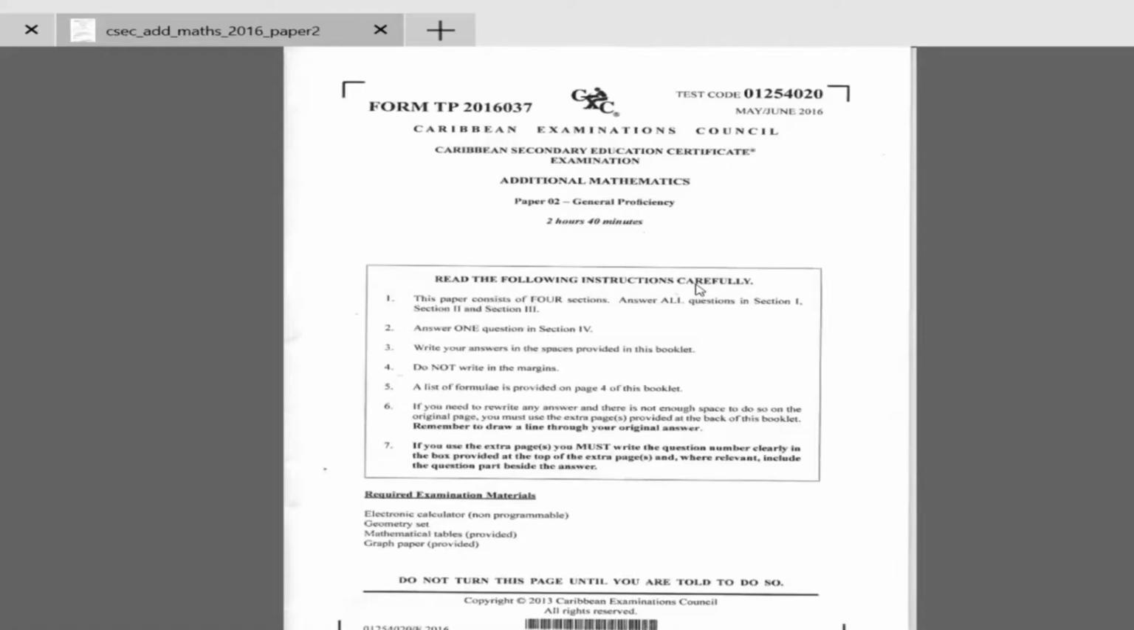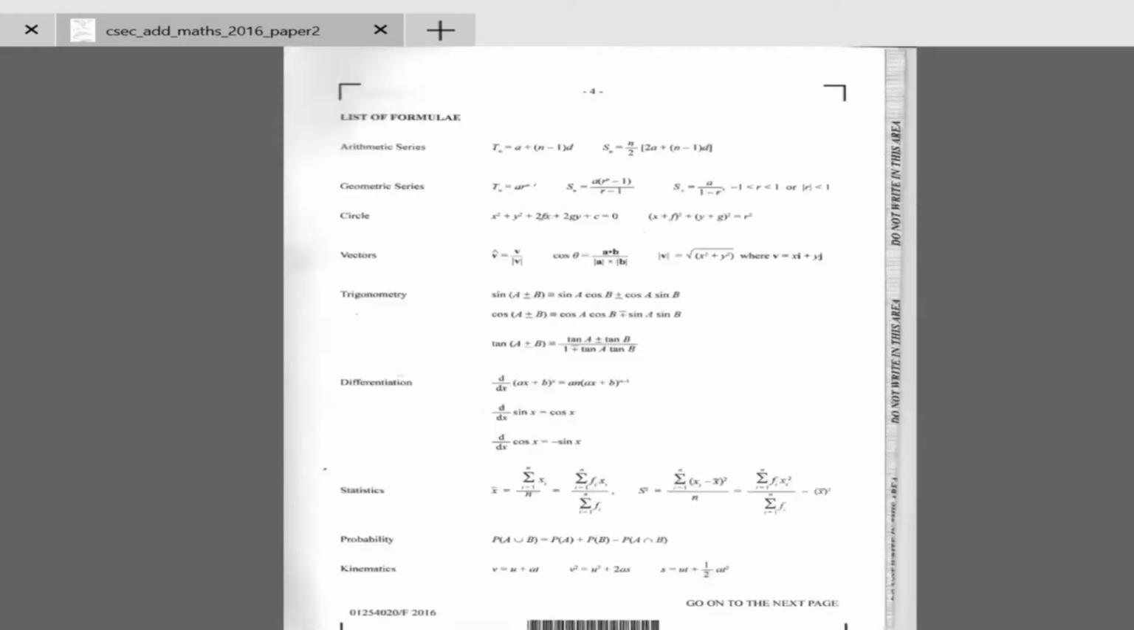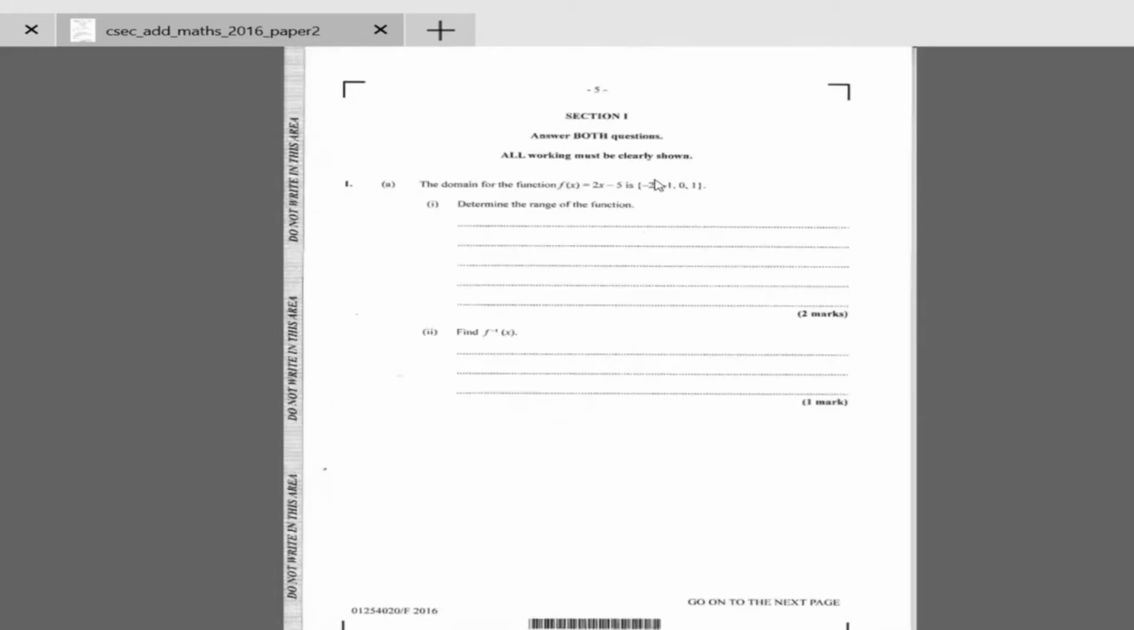2016 additional mathematics paper, and again we know this paper has 4 sections: section 1, section 2, and section 3, you do everything. Section 4 you only choose 1 out of 2 questions, and in section 4 you have statistics and probability, and kinematics. So let's get into it. The formula sheet, and here we go.